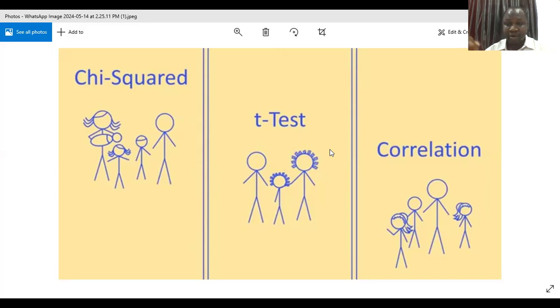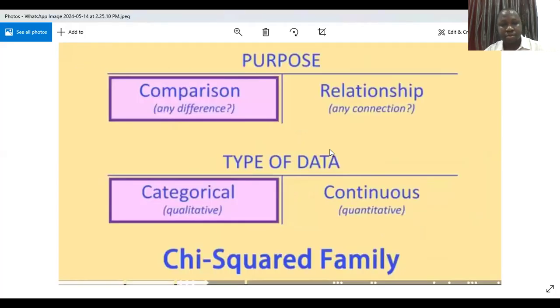And either you are doing comparison or relationships. Have those two at the back of your mind before you select your data analysis technique. So let's go. Now look at this. When you have a data set that is comparison and categorical, you are using the chi-square family. Purpose: comparison, categorical, chi-square.